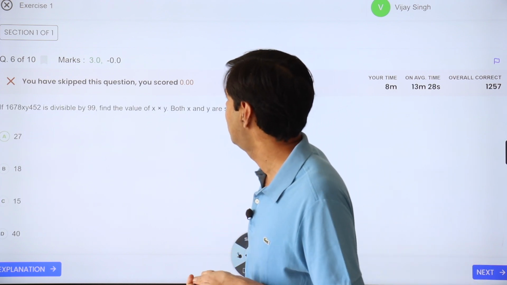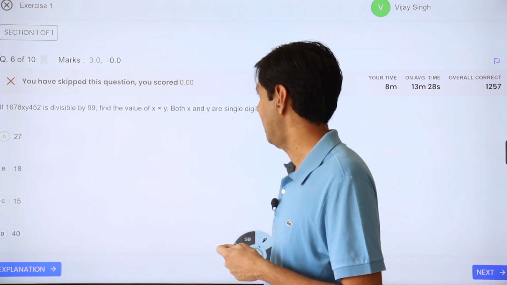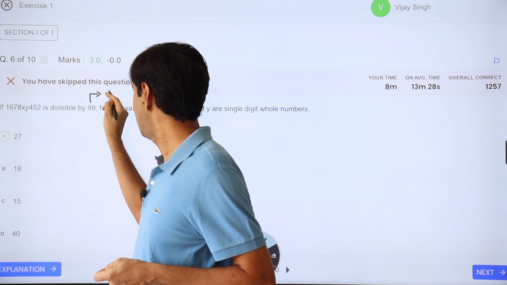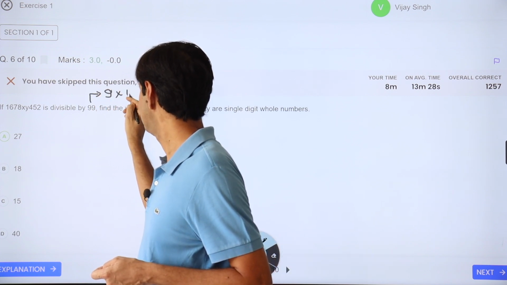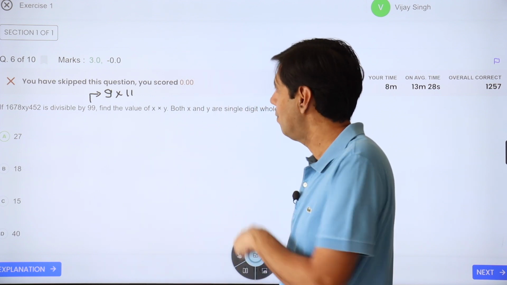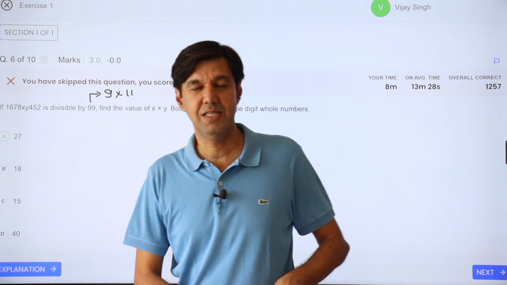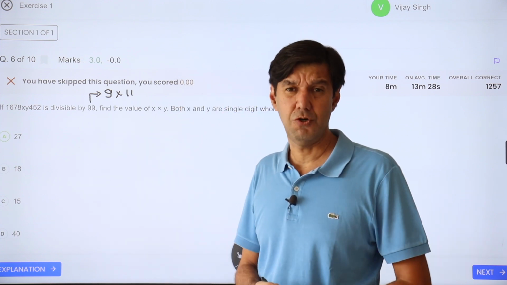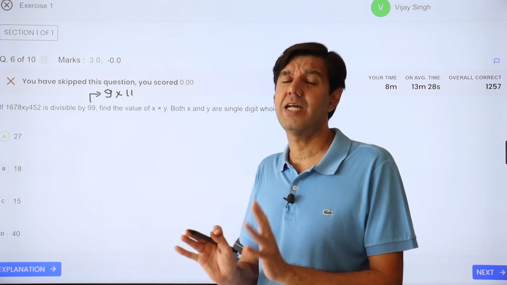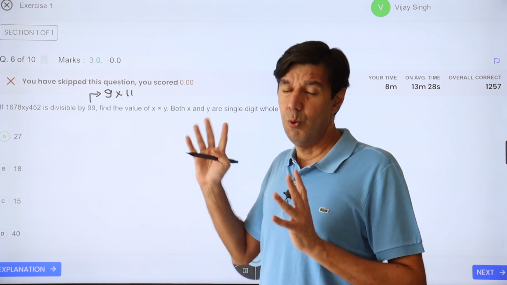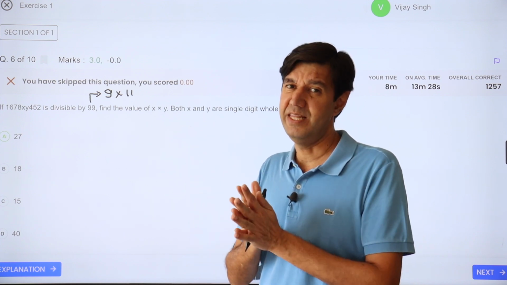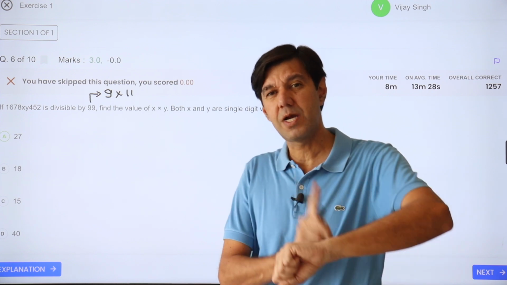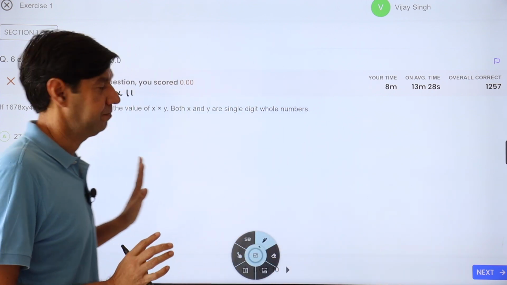Okay, so this number is divisible by 99. 99 is 9 into 11. Find the value of X into Y. Now this is a nice tough question. This is one of our tougher questions. But it's a pretty standard question. If you have practiced a standard set of material, while this question may be a little lengthy, if the method is known to you, you can do it in exam situation.